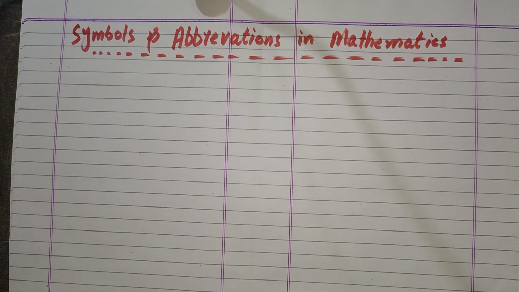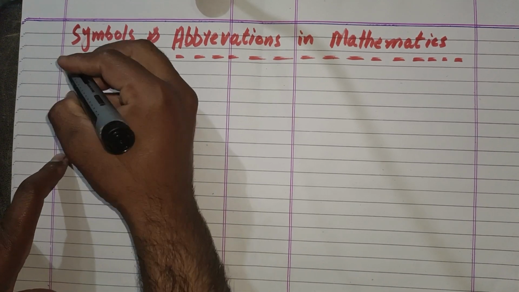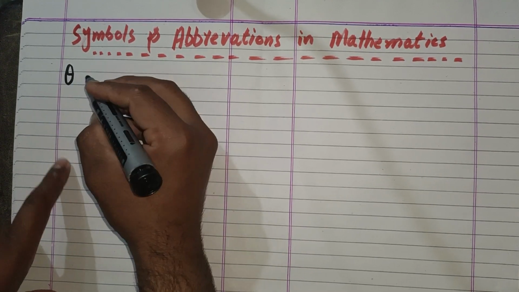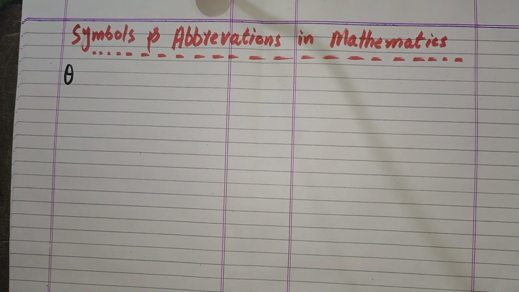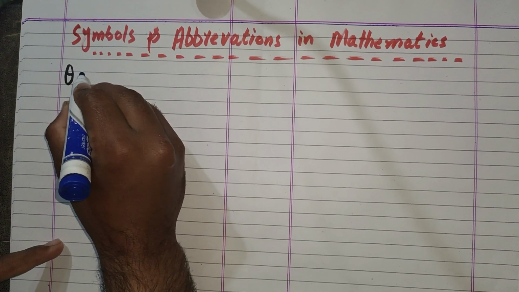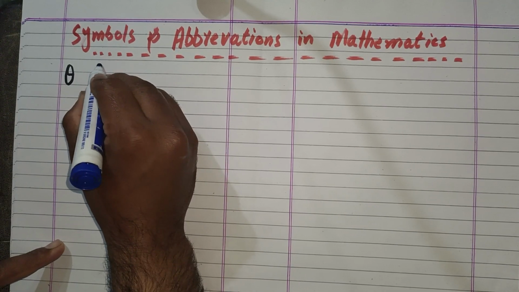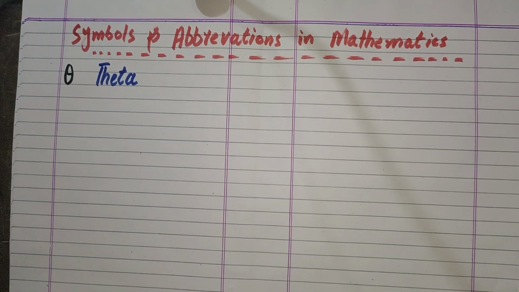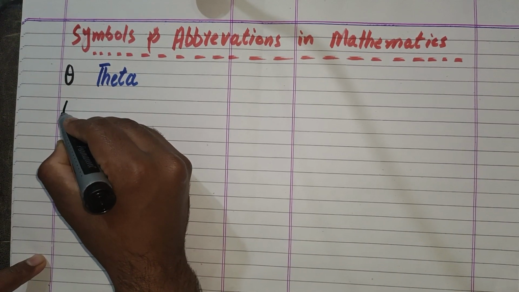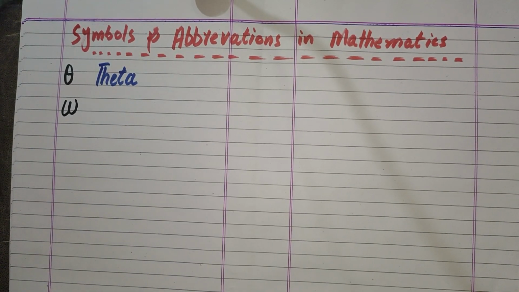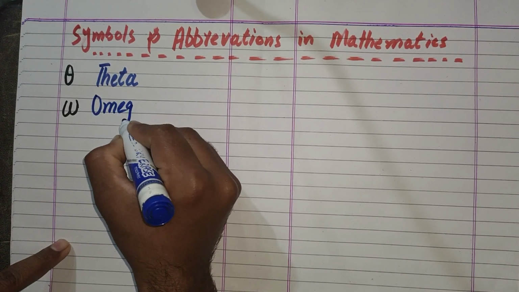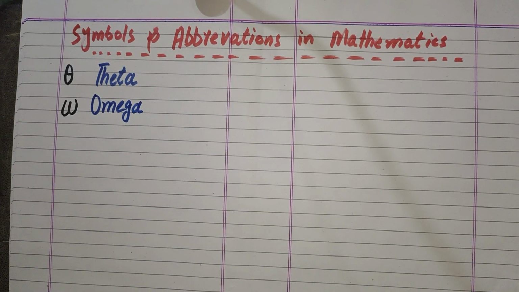First of all, here is the abbreviation or the symbol theta. Theta means angle. Okay, that is theta. Now the next symbol, what name do you assign to that? That is omega. We say it omega. That is the sign of omega.